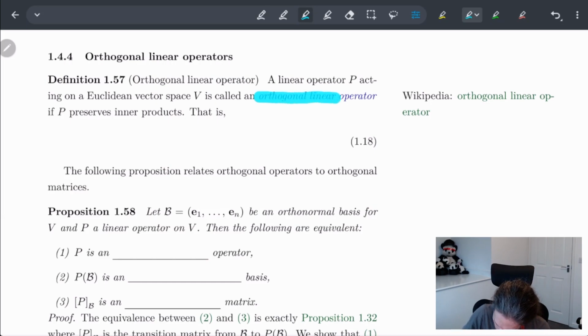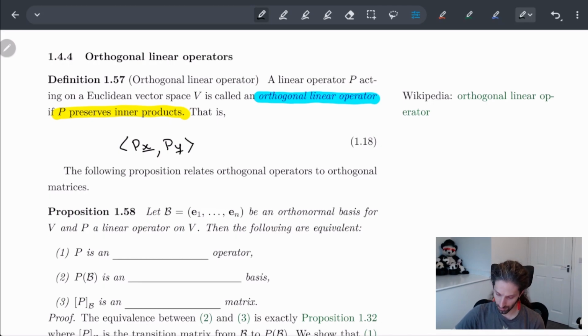So we're going to say a linear operator P is orthogonal if it preserves the inner product. So what does preserves the inner product mean? It means that if I take P on some vector X, and I take P on some vector Y, the inner product should not depend on this operator. In other words, whether I've applied the linear operator to X and Y or not, this should stay the same. And this should be the case for every X and every Y in our vector space. So this should be true for everything. Nice and easy.